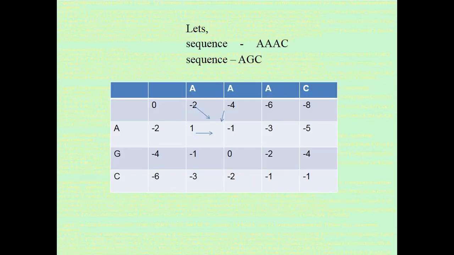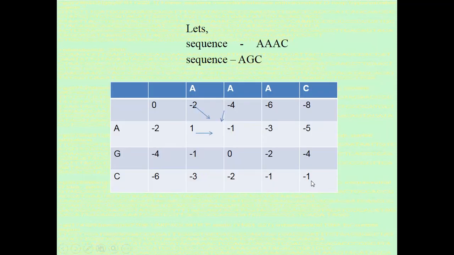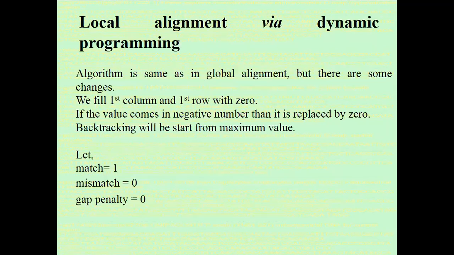After that, we have to move from the maximum value to trace back and get that specific sequence. In backward tracking, we have to start from the last cell in the lower corner, like here, from this cell. And remember, the last 4 or 5 values will hold the maximum value. Like from -4, -2, -1, -1, -1 is the biggest value. Similarly, in the last row you have the maximum value. So now we have to align the sequence backward with the help of these alignments.